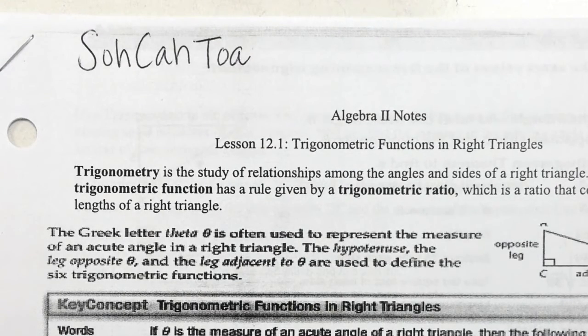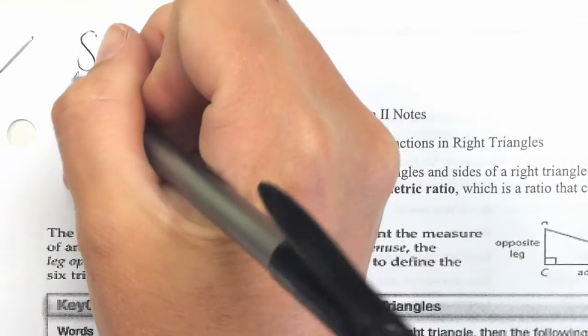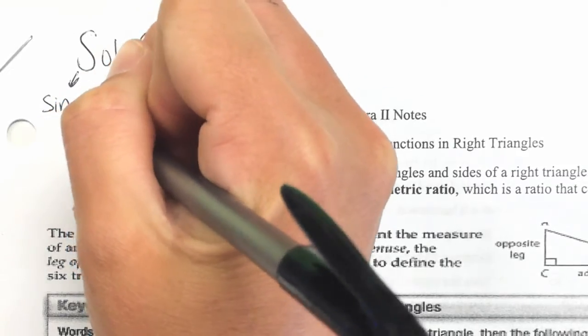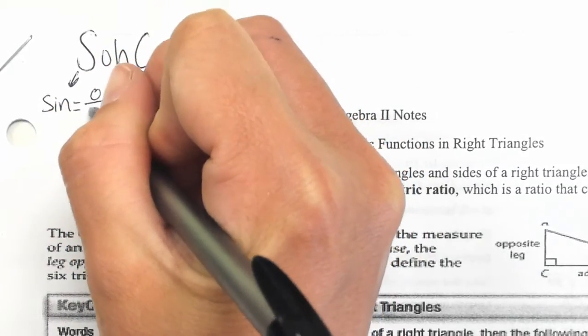So 12.1, if you can remember SOHCAHTOA and then this other thing I'm about to teach you, it'll be a breeze. It's all about memorization, just memorizing this phrase, okay? The S obviously stands for what? Sine. What does the O and the H stand for? Opposite. Good.